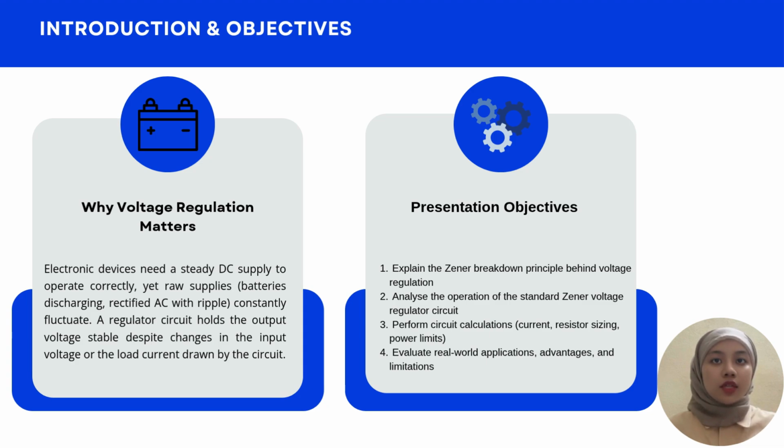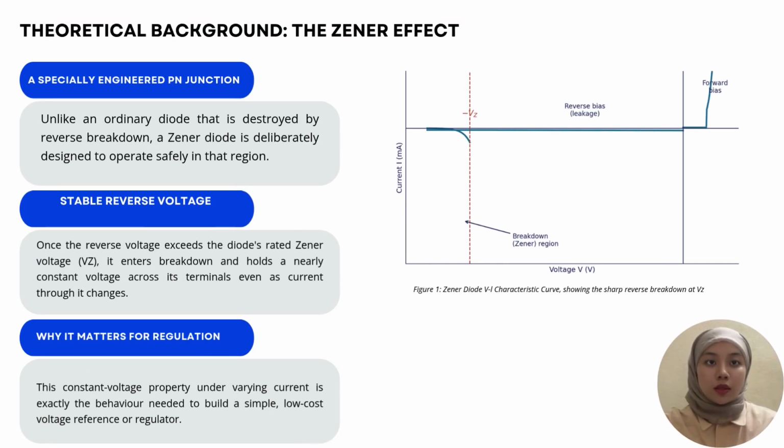A Zener voltage regulator solves this problem by maintaining a constant output voltage despite changes in the input voltage or load current. In this presentation, I will explain the Zener breakdown principle, describe how the regulator circuit works, perform basic circuit calculations, and discuss its applications, advantages, and limitations. Theoretical background: the Zener effect.